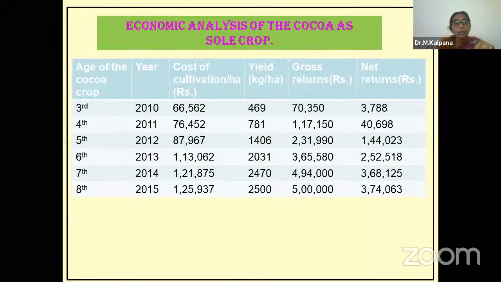They analyzed the economics of this solo crop from the 3rd year, from the beginning of the flowering, that is from the 3rd year to the 8th year. What they observed is that they got the most net returns in the 8th year of planting, with cocoa as a solo crop.